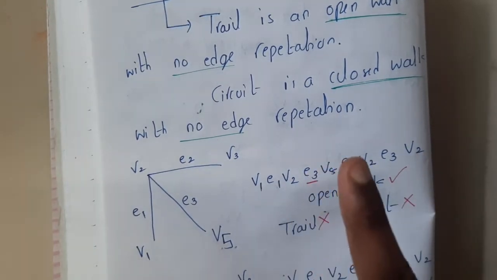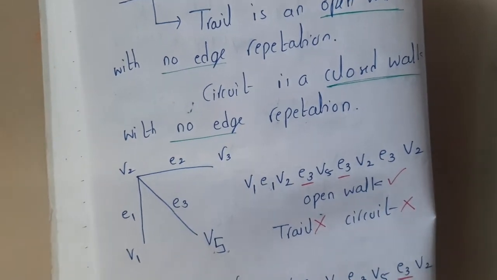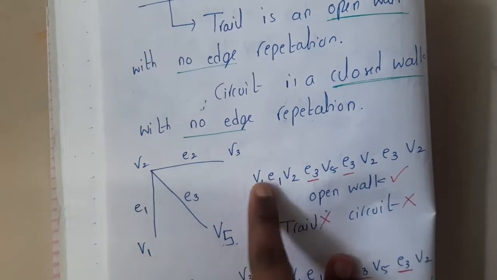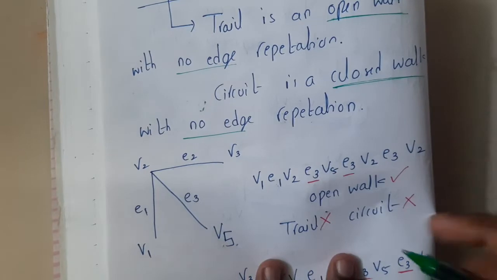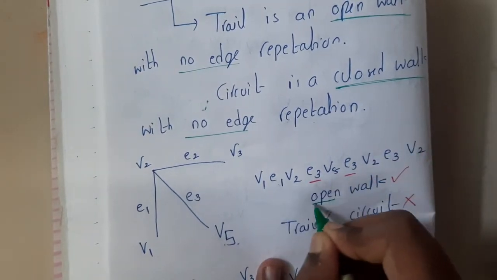So step 1 is what, guys? First identify what type of walk is there. First of all, check whether it is a walk or not. It is starting with a vertex and ending with a vertex, with vertex, edge, vertex, edge, vertex, edge, vertex, edge, vertex. Hence it is a walk, and it starts and ends with different vertices. So it is an open walk, right?